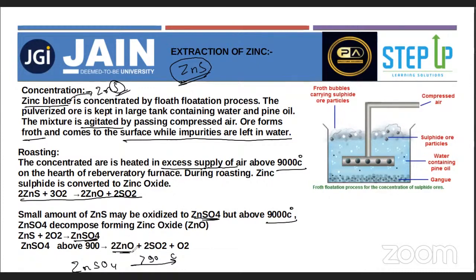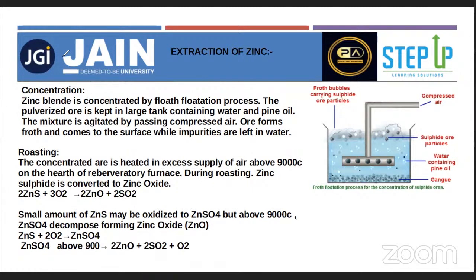Based on that, we get zinc oxide, sulfur dioxide, and O2. This is not so important. What you have to remember first is that zinc sulfide in the presence of oxygen forms ZnO and SO2. So what you have to remember is that the froth flotation method is used. Why? The ore is zinc blende, that is ZnS, a sulfide ore, so the method is froth flotation. After that, roasting above 900 degrees Celsius, not 9,000, it is 900 degrees Celsius everywhere. It will form zinc oxide.